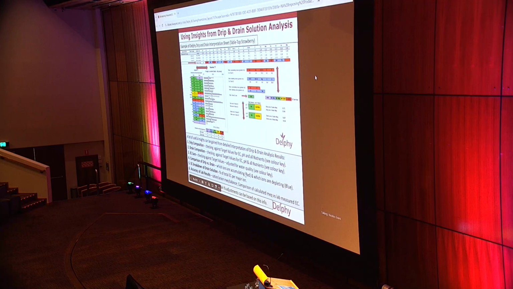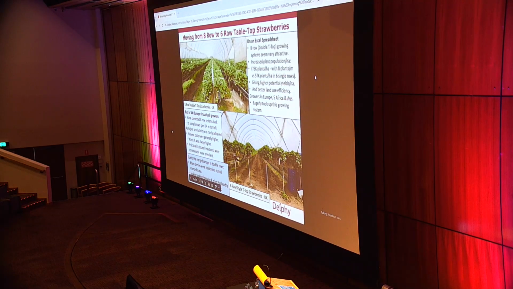So then once we have this, accurate fertilizer adjustments can then be made to suit what's happening in the substrate and to your crop. So now looking at density and crop management. Moving from 8-row to 6-row tabletops. So on an Excel spreadsheet, an 8-row tabletop growing system seems very attractive.